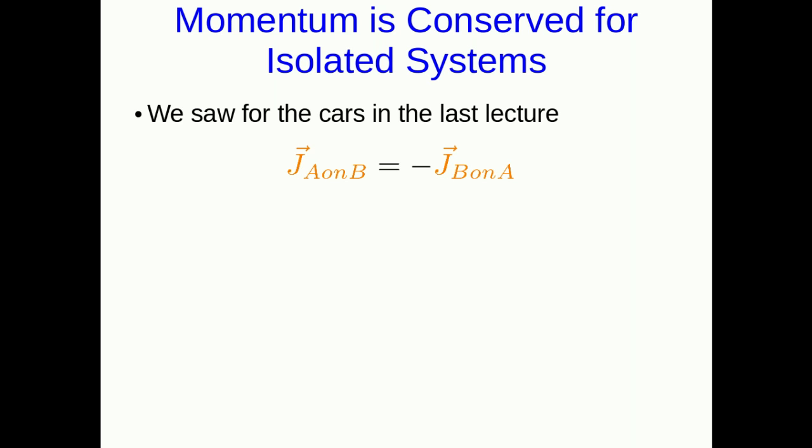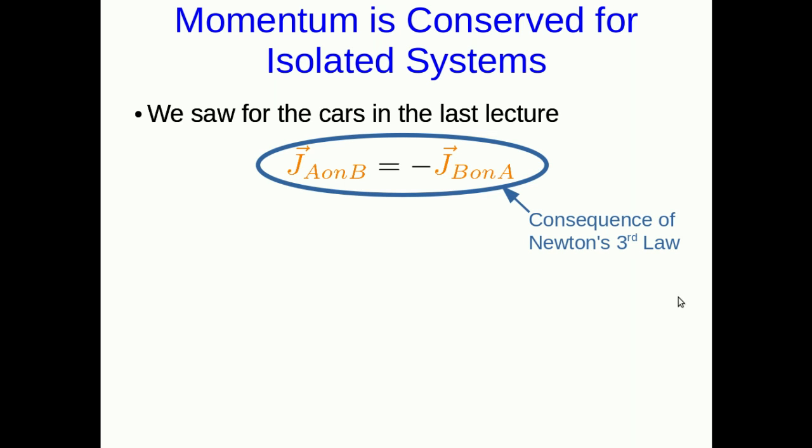So we were looking at this collision between cars in the last lecture, and we found that the impulse imparted by A on B was the negative of the impulse by B on A. And this was just because of Newton's third law. You can really think of this as nothing more than a way of rewriting Newton's third law.